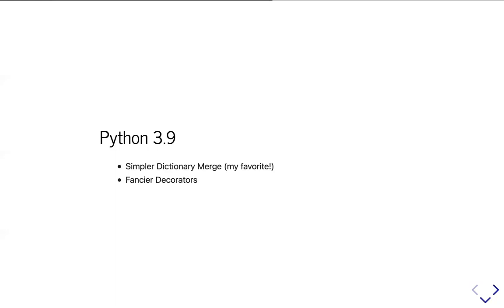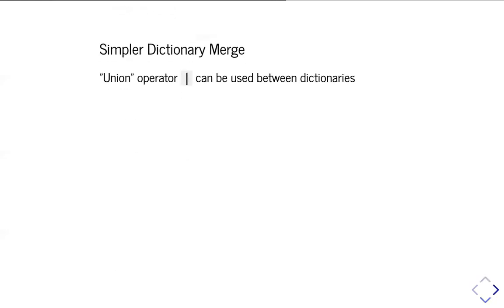This has introduced probably my favorite feature, which is simpler dictionary merging, because I would merge dictionaries and it'd be kind of a hassle to do so. There's a lot of syntax around it. There's also fancier decorators, which means more possibilities with decorators, pretty much. Okay, so let's get into it.